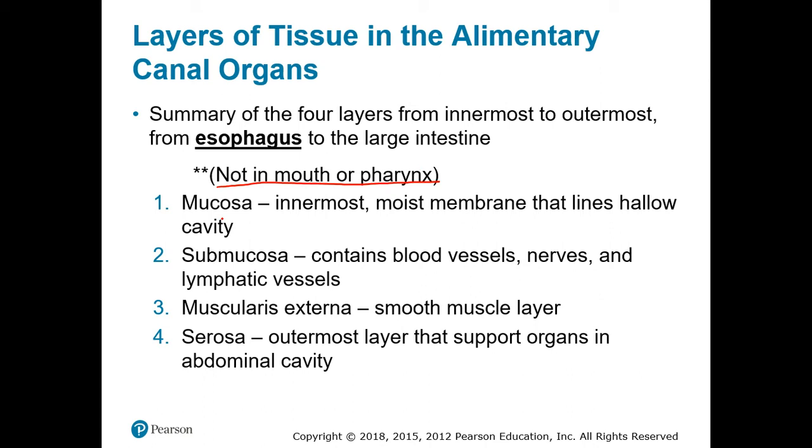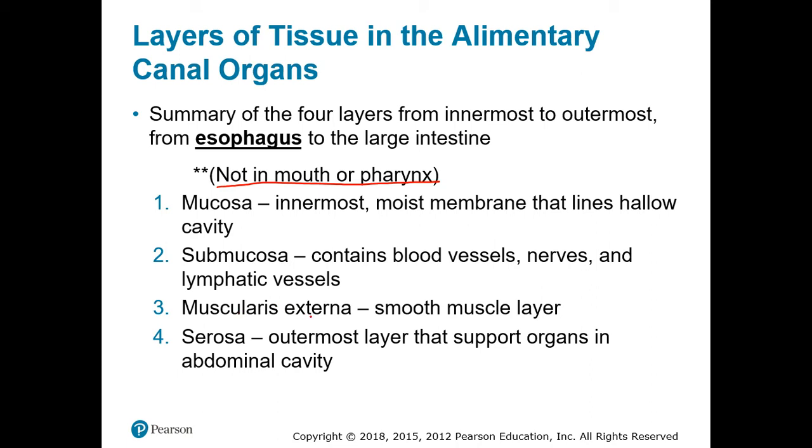The first layer we're going to talk about is the mucosa layer. This is our innermost moist membrane. This is going to secrete mucus that helps move food down through our digestive tract. The second layer is our submucosa layer, and this layer is going to contain a lot of blood vessels for us to be able to absorb those nutrients out of our digestive tract into our blood to be transported to other organs. It's also going to contain nerves and then lymphatic vessels.